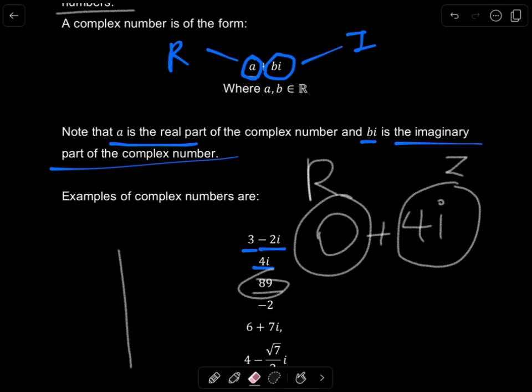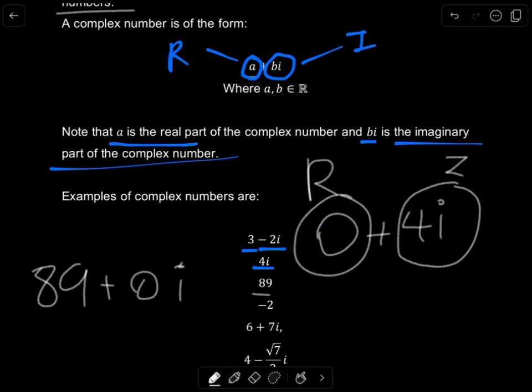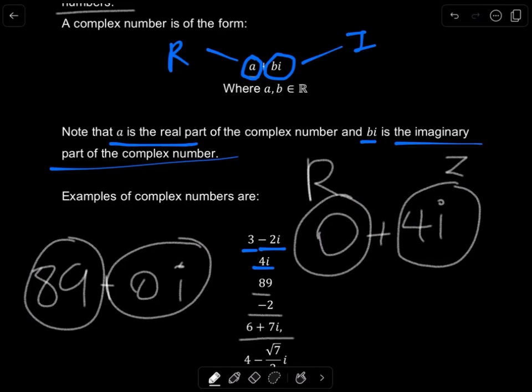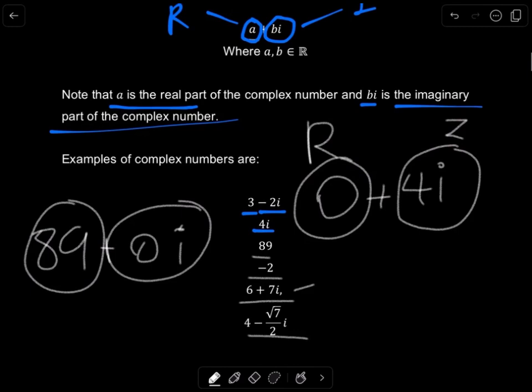Another easier way that I can show you that is 89 can be written as 89 plus 0i. And 0 times i is just going to be 0, so we get 89. So 89 has 89 as the real portion and 0i as the imaginary portion. The same applies for minus 2. We also have 6 plus 7i, that's a complex number. We also have 4 minus root 7 over 2 multiplied by i, the imaginary unit.